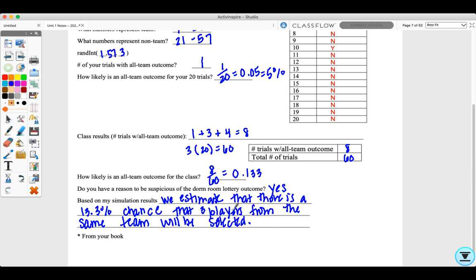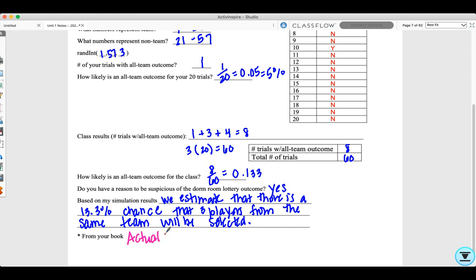Okay. Now, our actual probability would be the probability of all three on the team. So remember this from Algebra 1. Since I have 20 players on the team, it would be 20 out of 57. One of those players got chosen, so now I only have 19 out of 56. Another one of those players got chosen, so I have 18 out of 55.